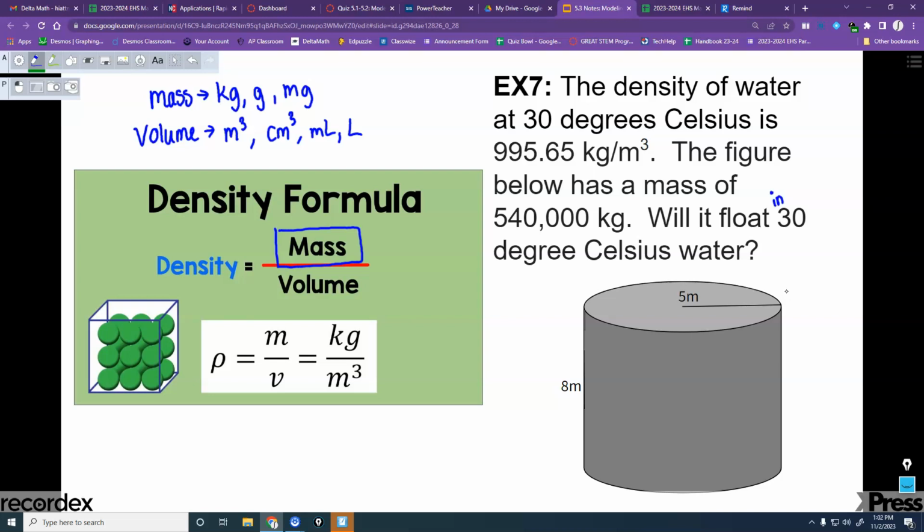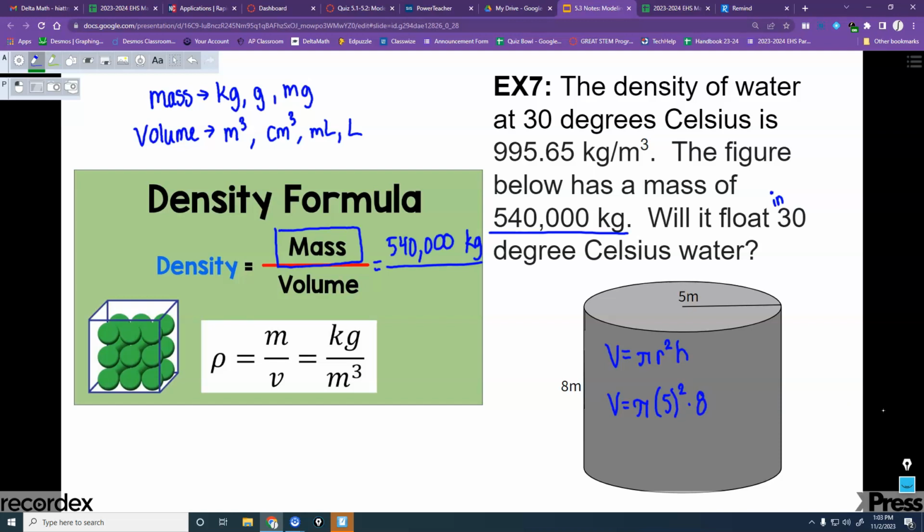So I need to know mass and volume. They gave me mass, right? Mass is 540,000 kilograms. I need to know volume, but I don't have volume, so I am going to have to find the volume of the cylinder. The volume of a cylinder is pi times the radius squared times the height. So I'm going to do pi times 5 squared times 8.